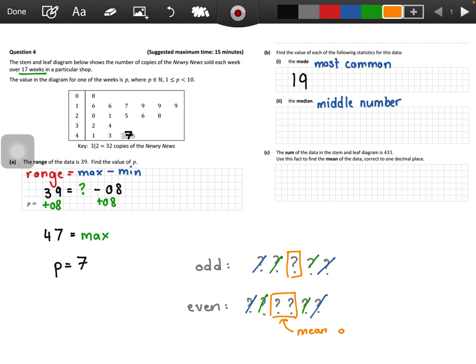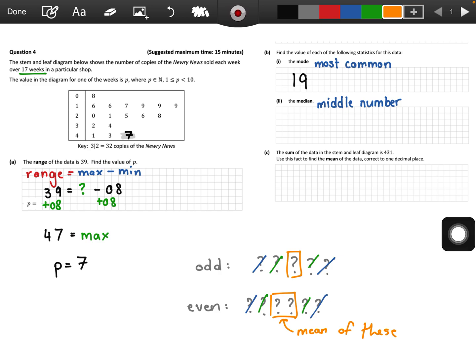So how many pieces of data do I have here? How many things am I expecting to get in the middle? Will I be left with just 1 or will I have to get 2? Here I've been given 17 pieces of data, so I'm expecting to have one clear median. We want to find the middle piece of data from this.